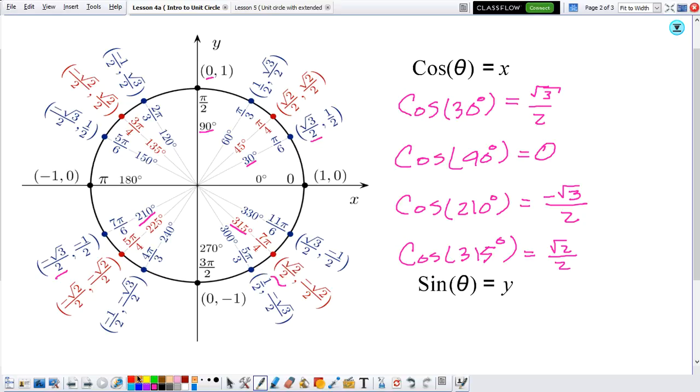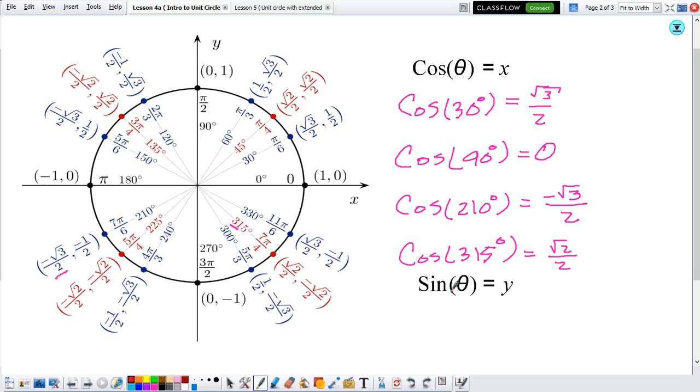Now, what if we want to find the sine value? Well, let me erase this. So we're going to use it again. For the sine, we're not going to look at the x's, but we're going to look at the y coordinate points. But the idea is still the same.